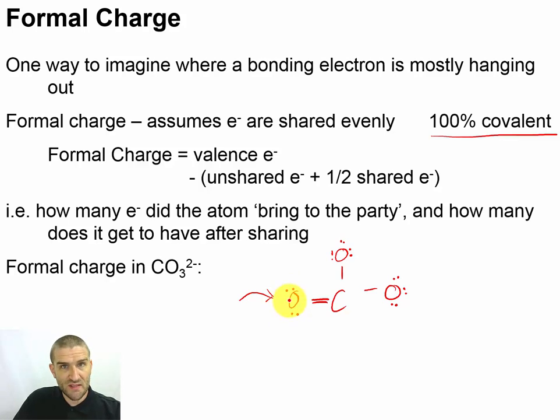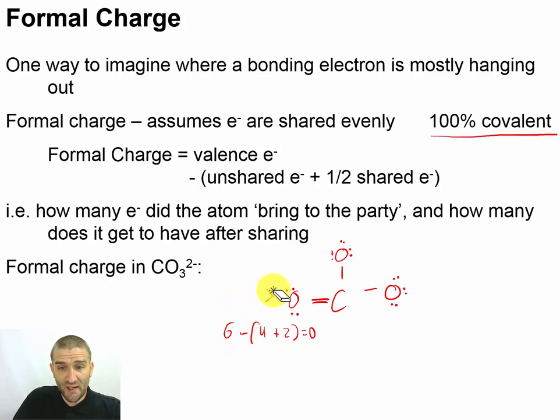This oxygen brought 6 electrons to the party. We know that because it's in column number 6 on the periodic table. So we started with 6 electrons. Now we're going to count up all of its non-shared electrons. So 2, 4 electrons. So we're going to subtract 4 plus half of the shared electrons. Notice in this case we have a total of 4 electrons being shared. Half of those are going to be these 2. So we're going to have 6 minus 6 equals 0. So we'll have 0 for its formal charge.